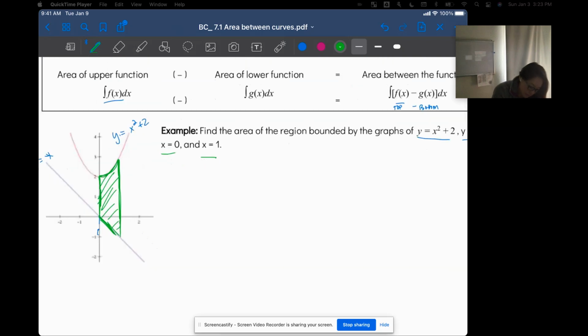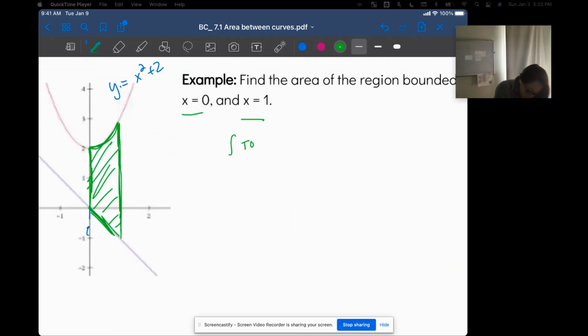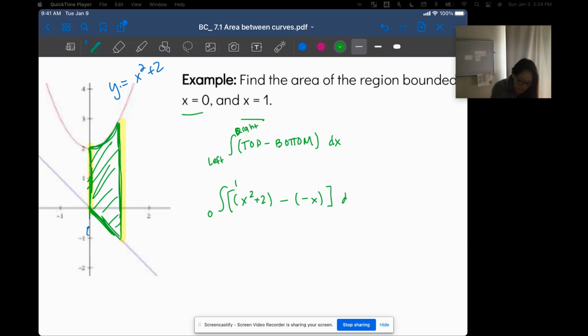To do this, we take the integral of the top curve minus the bottom curve. And whenever we do top minus bottom, we are taking the integral with respect to x. So we need to know from what our left bound is to our right bound. Our left bound is x is equal to 0, and our right bound is x is equal to 1. So 0 to 1. Our top curve is x squared plus 2 minus our bottom curve, which is negative x. And then we're taking the integral with respect to x.